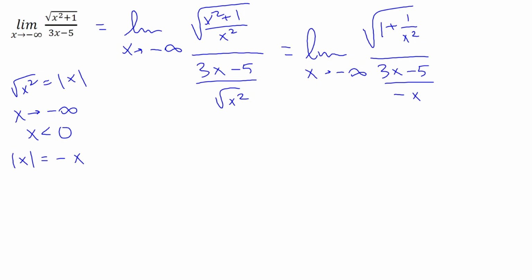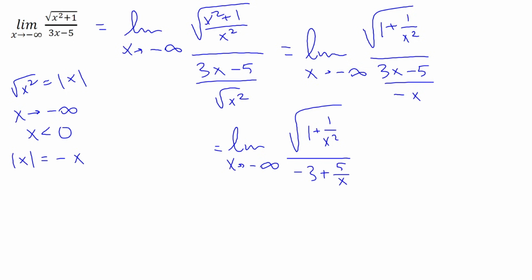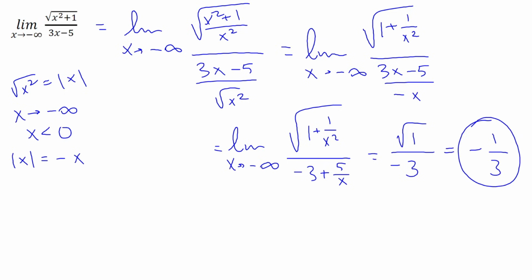And so that will allow us to rewrite this as the square root of 1 plus 1 over x squared over negative 3 plus 5 over x. And as x goes to negative infinity, this just becomes the square root of 1 over negative 3, which is negative 1/3. So a key difference here on this problem with the last one, right? We end up with a negative 3 in the denominator instead of a positive 3 in the denominator.